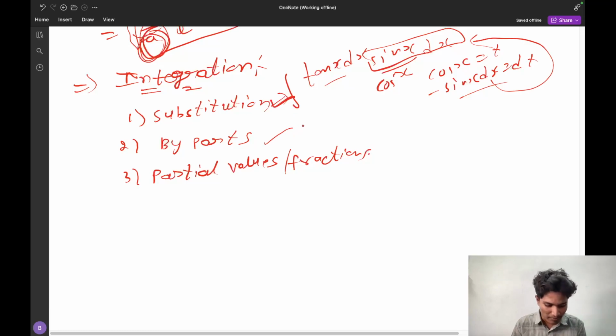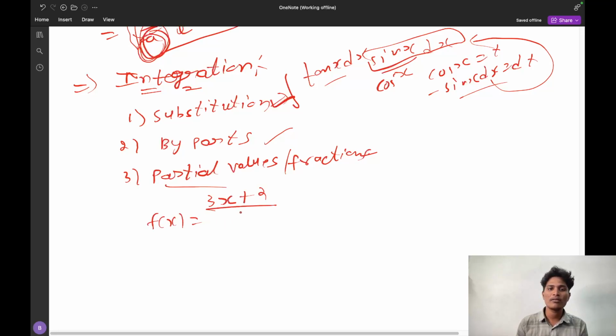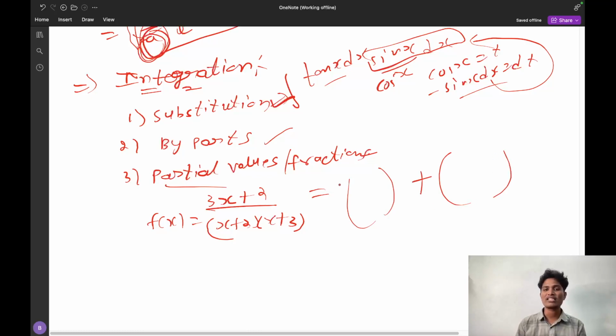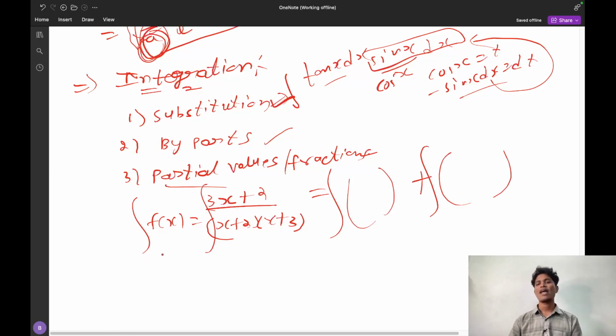And by parts I will explain. And partial fractions you already know. What are partial fractions? Suppose there is a function like this: f of x is equal to 3x by (x plus 2) into (x plus 3). What I have to do? I have to split into two fractions. So this is a partial fraction. So after splitting, I can integrate these two. Suppose the integration is given like this, I can integrate this one.